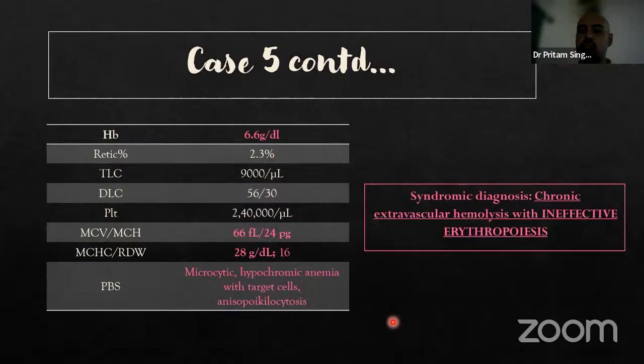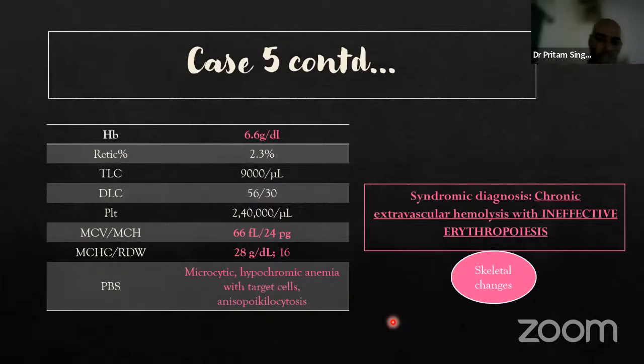What is the syndromic diagnosis? It is a chronic extravascular hemolysis, right? Agree with that? Chronic extravascular hemolysis. But apart from that, what is very prominent here is the ineffective erythropoiesis. If we just say it is an extravascular hemolysis, it will be very bland. It says on top of that, a cherry. Cherry is what? Ineffective erythropoiesis. How do you know that? Because the child has very prominent chipmunk faces.